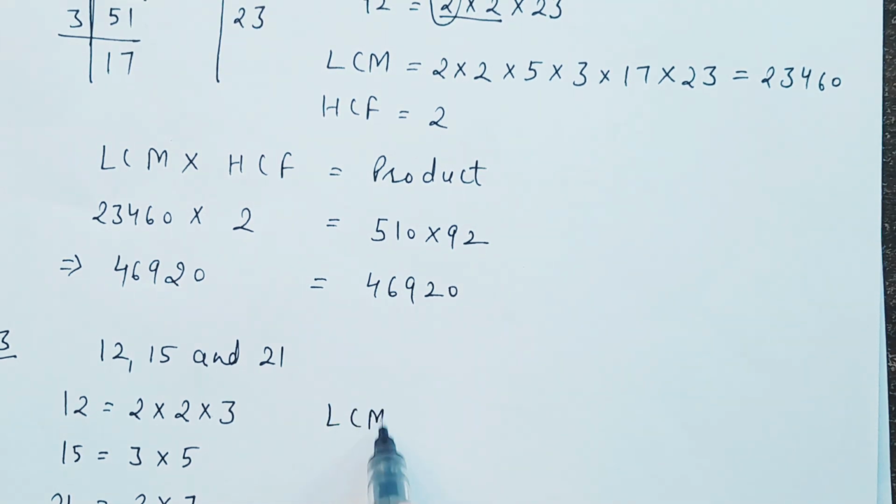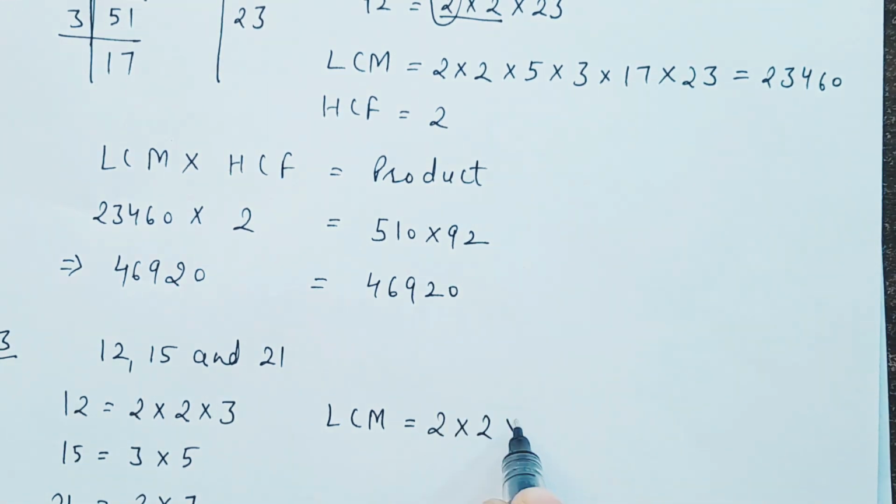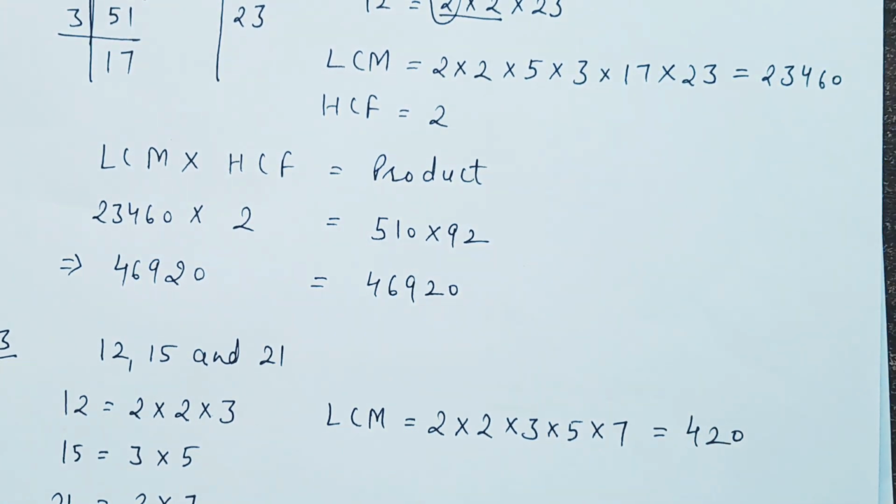Now LCM of these 3 numbers. 2 is appearing twice here, so we will write it twice. 3 is there once in each of the three, so we will write it only once. 5 is there once, 7 is also there once, so we will write them also once. So now their multiplication is 420. That is the LCM.